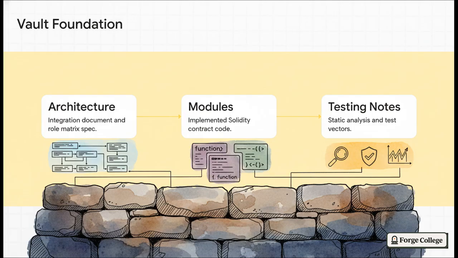Now, these testing notes are absolutely vital because they include our static analysis output and our known edge case test vectors. Without static analysis, hidden vulnerabilities could easily slip into production completely unnoticed. And without edge case testing, well, we wouldn't have any idea how the contract behaves under extreme or unexpected conditions. We aren't just starting from scratch today, we're synthesizing these verified, battle-tested pieces into one cohesive, impenetrable unit.